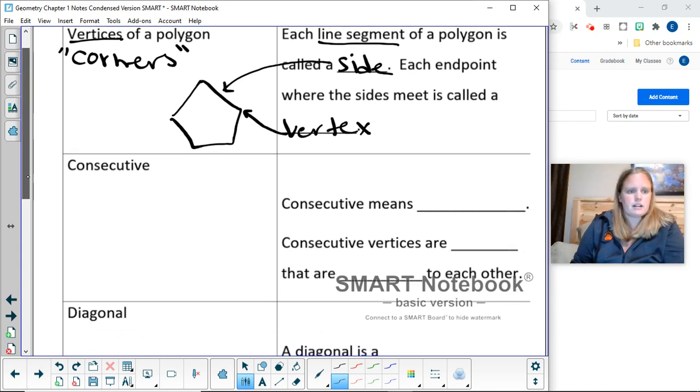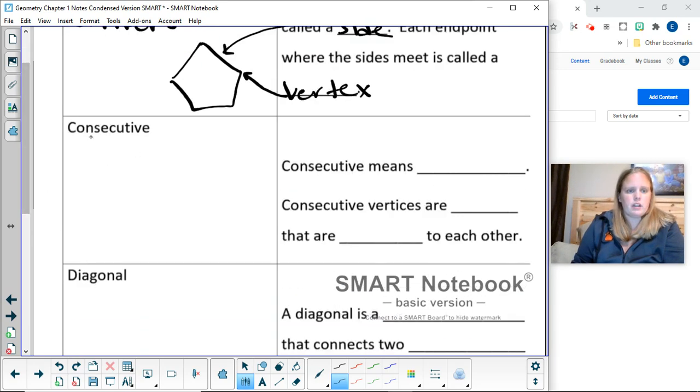All right, our next word is consecutive. We had adjacent angles as one of our vocab words from a while back. Adjacent kind of meant like next to or touching. Consecutive kind of means the same thing. So consecutive is also another way to say next to. So if I have consecutive numbers, those are numbers next to each other, 1, 2, 3, 4.